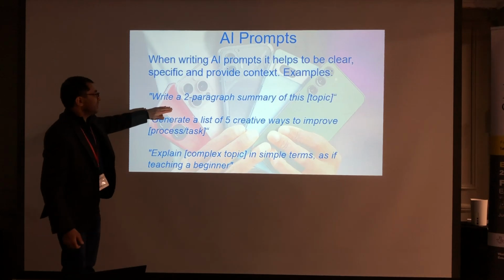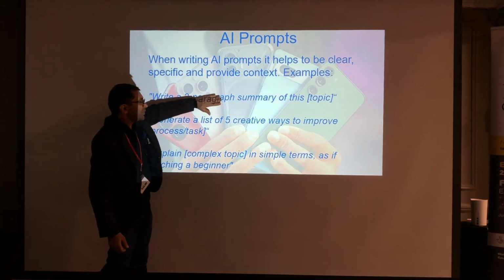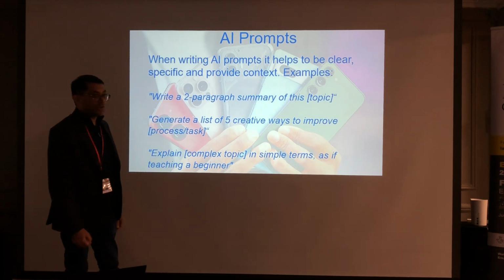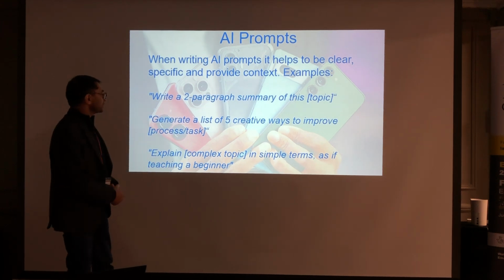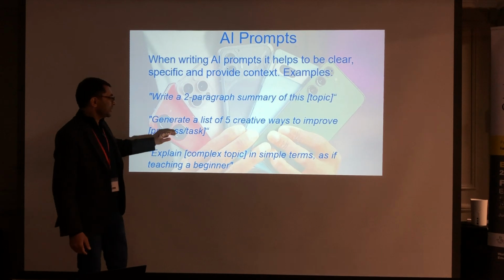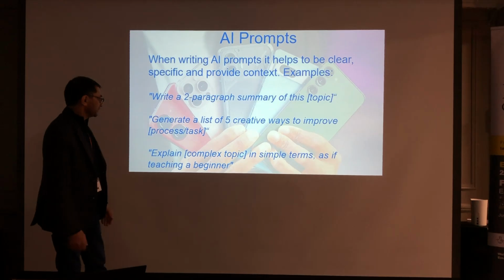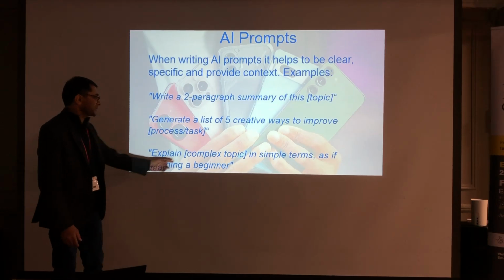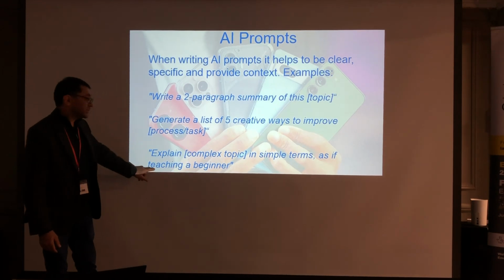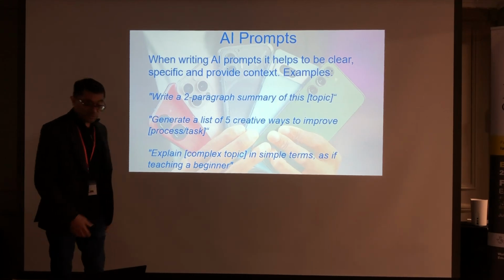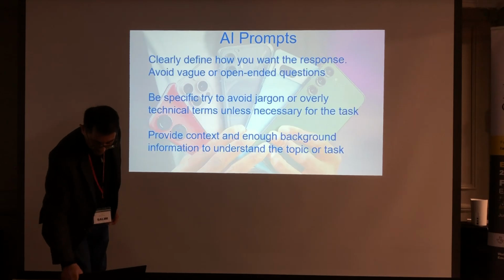So saying just write a summary, you haven't really given it much to go on. Say, write 2 paragraphs, a summary of this, and then say what the topic is. Or maybe you'll give it the document. Generate, this is being very specific, 5 creative ways to improve this thing. Explain this complex thing in simple terms, as if teaching a beginner, so the language will be simple. You can also ask it what kind of tone you want. In fact, I think I've got that on the next page.